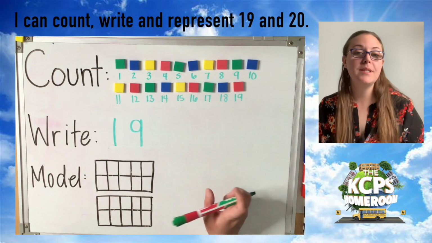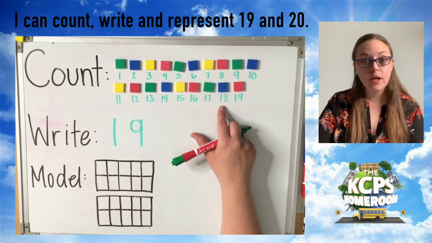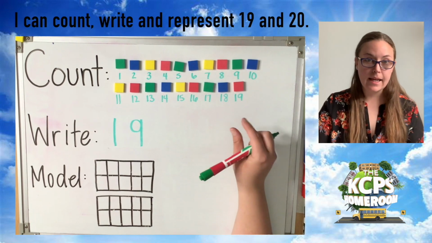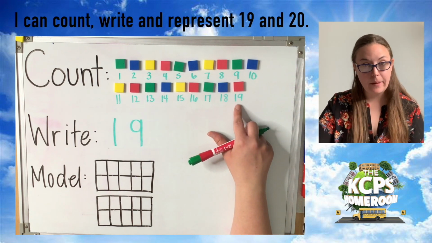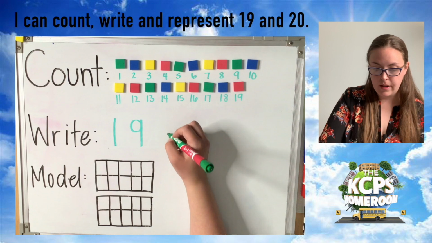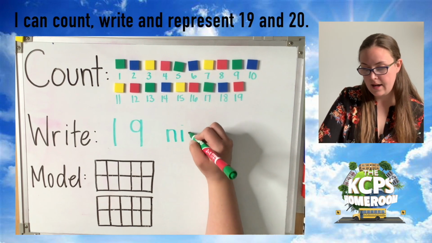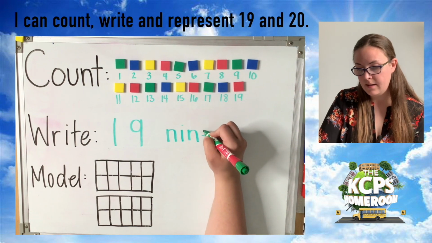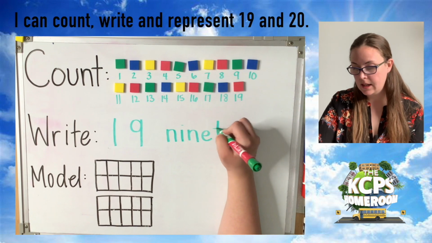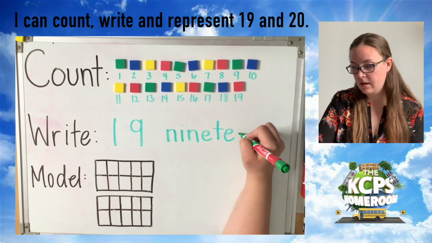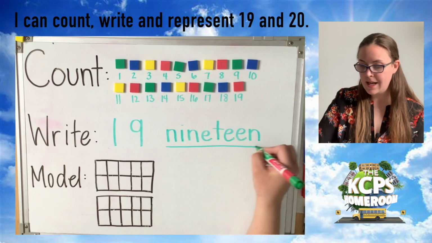Now, if you tuned in last week, you learned that 17 and 18 look just like the numbers 7 and 8 with the word teen at the end. 19 is the same. So 19 is written by writing 9, N, I, N, E, and then the word teen, T, E, E, N, and that's the word 19.